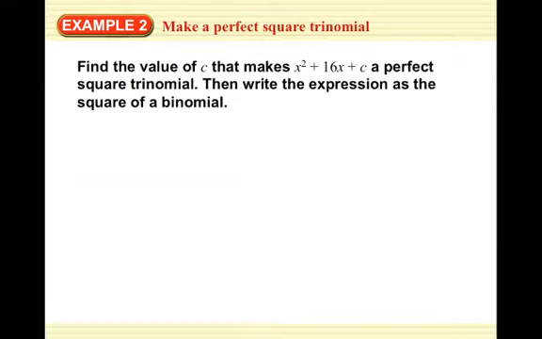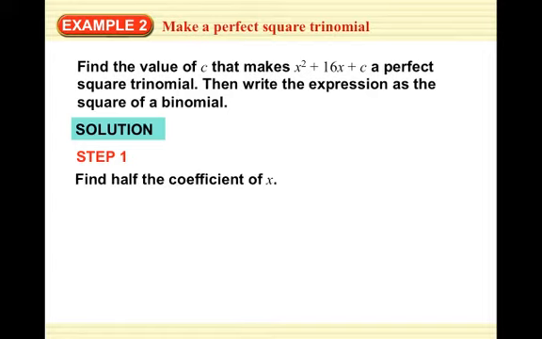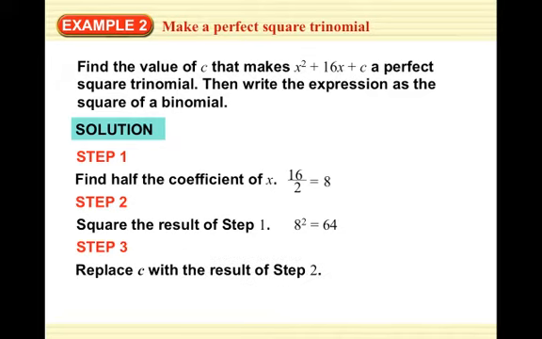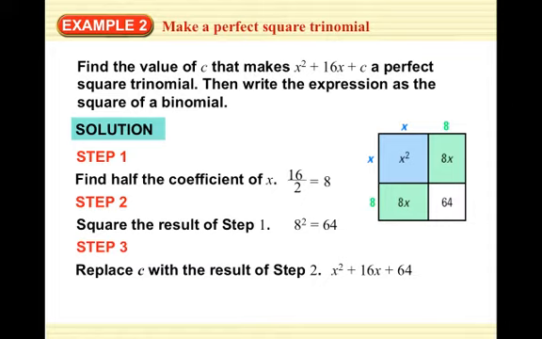Okay, we're going to find the value of c that makes x squared plus 16x plus c a perfect square trinomial. Then we're going to write the expression as the square of a binomial. So for step 1, we're going to find half of the coefficient of x, because the coefficient of x is our b. So 16 over 2 is 8. For step 2, we're going to square the result from step 1. So 8 squared is 64. For step 3, we're going to replace c with the result of step 2. And so we get x squared plus 16x plus 64.